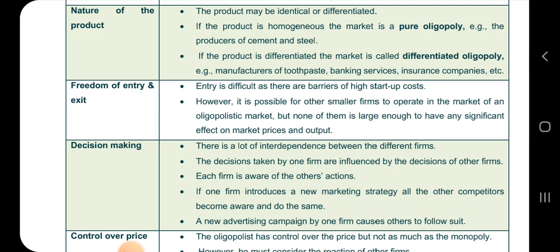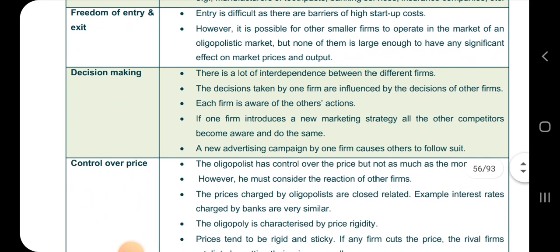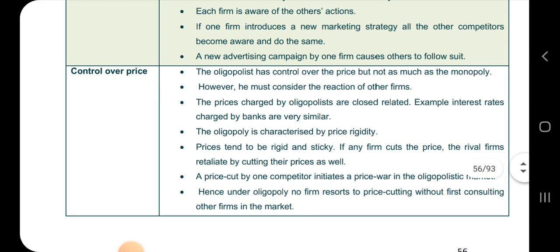Freedom of entry and exit: entry is difficult as there are barriers of high startup cost. It's very, very expensive to start a bank or a cell phone or telecommunication company. So people cannot just enter as they like or as they wish. Decision making: there is a lot of interdependence between the different firms. The decisions taken by one firm are influenced by the decisions of another firm. Each firm is aware of others' actions. If one firm introduces a new marketing strategy, all the other competitors become aware and do the same. So they influence each other like that.